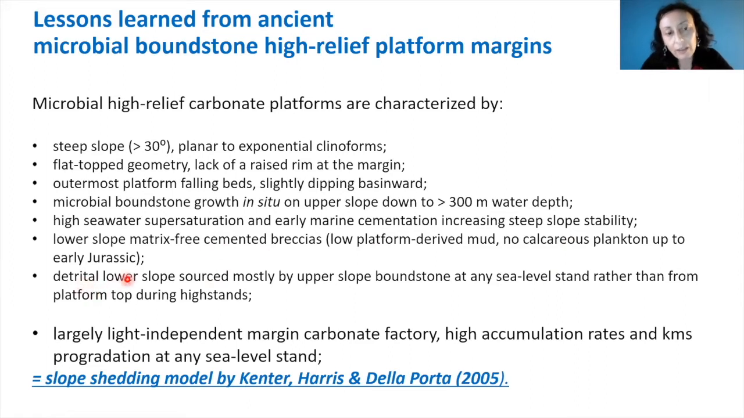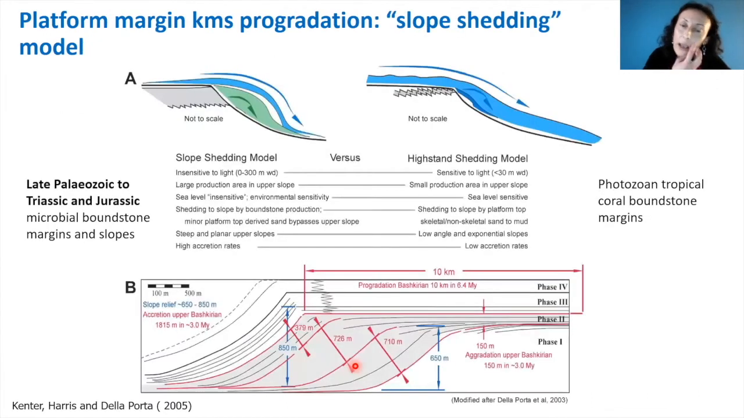And the detrital lower slope is mostly sourced by the upper slope boundstone rather than from platform-derived grains. All these common features brought to the development of this model of slope shedding, where the carbonate factory on the upper slope allows high accumulation rate and progradation of this carbonate platform independently from relative sea level changes and accommodation changes. So this goes back to the conclusion of this presentation.